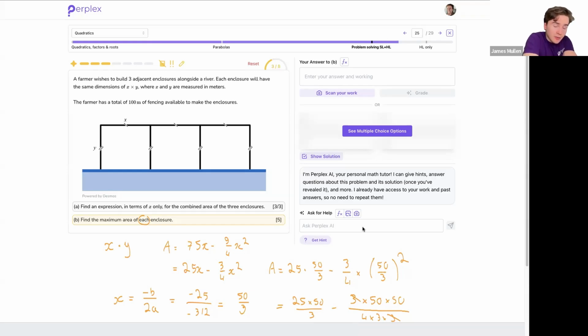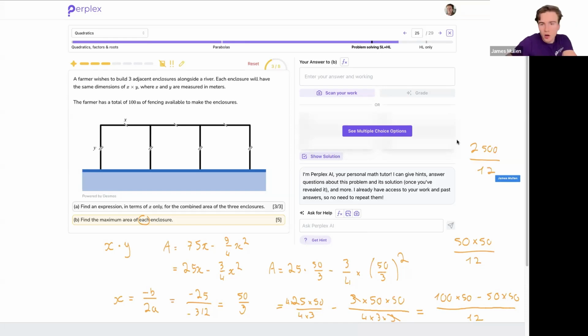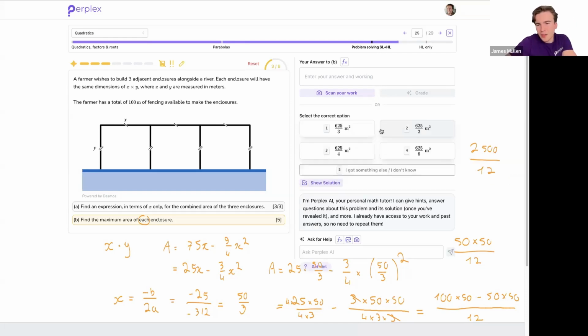And if I want to make these fractions be with a common denominator, I can just multiply this one by 4 in the denominator and 4 in the numerator, which then means that I have 100 times 50 minus 50 times 50 over 12, right? So I have 100 50s minus 50 50s, which means I have just 50 50s over 12, which is 2,500 over 12. Now, the answer is going to want us to simplify that down because 2,500 can be divided by 4, and that's going to give us 625 over 3 square meters.